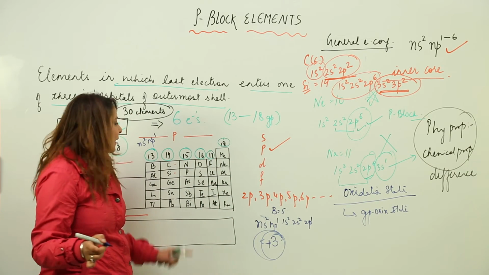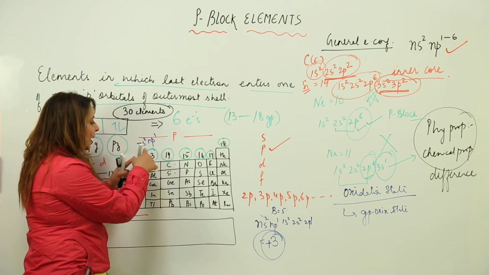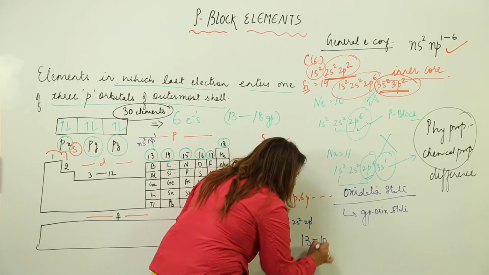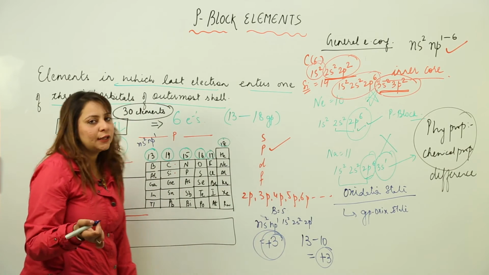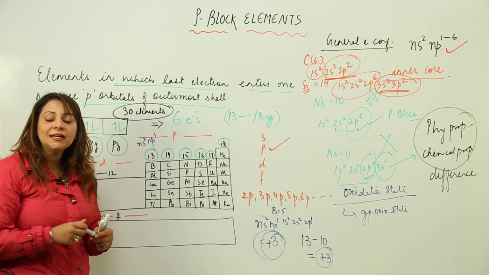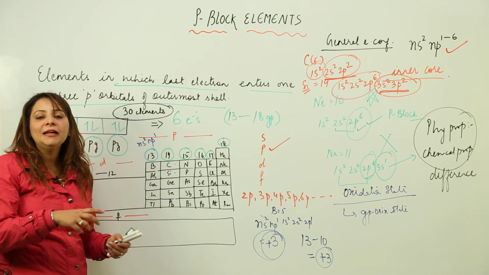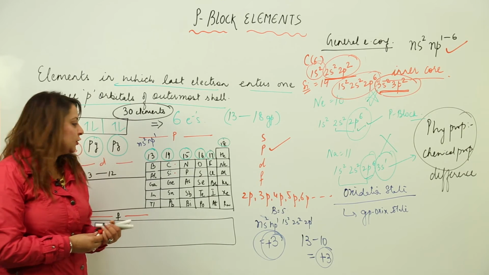The other way you can find it is that you subtract the group number from 10. If you subtract the group number from 10, then also you are going to get plus 3. So by either way, the group oxidation state is either equal to the number of s and p electrons, or you can subtract the group number from 10, and after that you will get the group oxidation state.